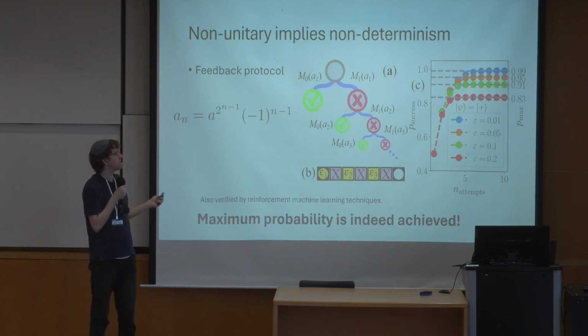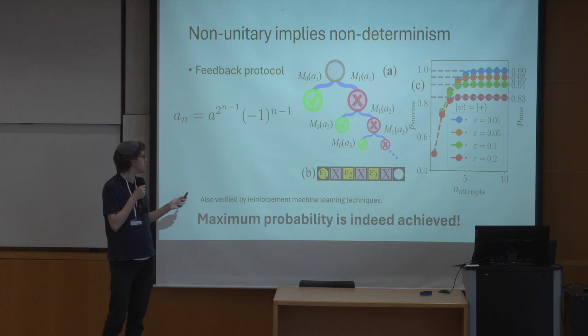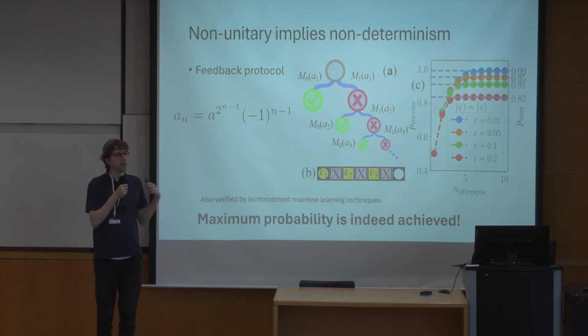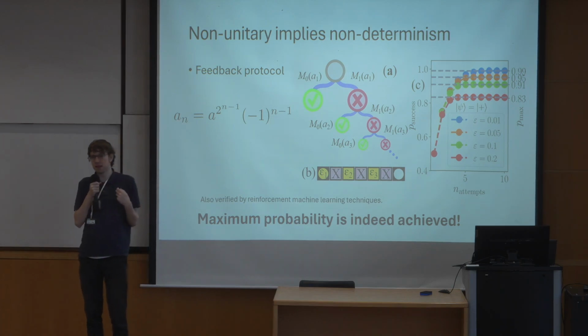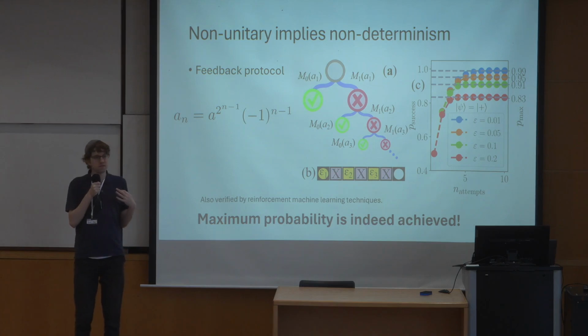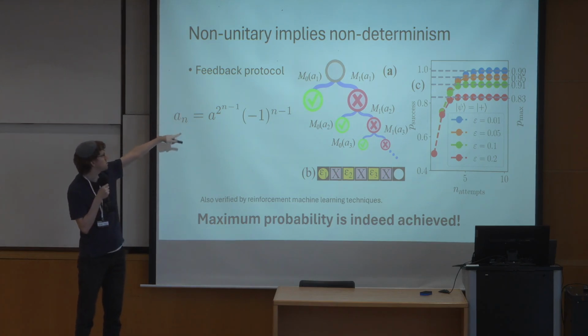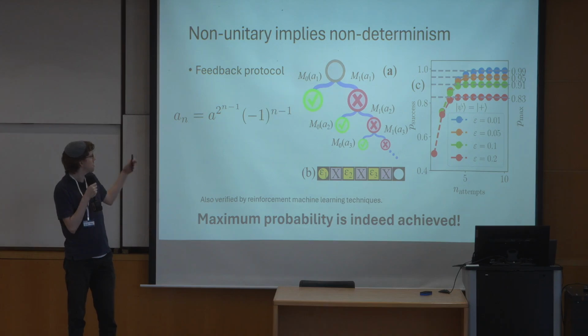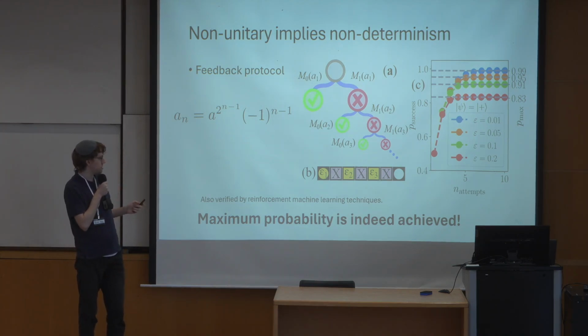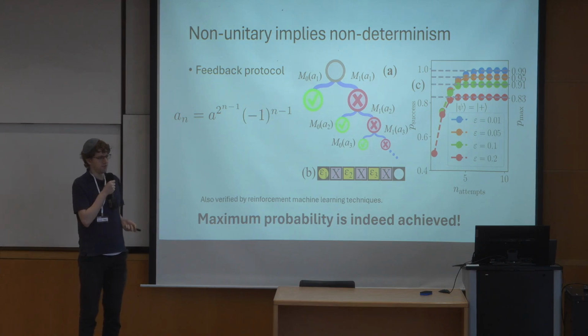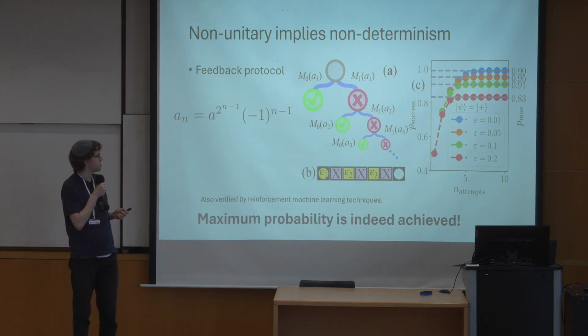So we also verified that this protocol is optimal by a reinforcement machine learning technique. You can give the computer these angles, and the computer tries to guess the angles, and it achieves basically the same formula, which is some sort of exponential number that grows. A here is some kind of function of epsilon. It was introduced before, it's not very important. Think about it as epsilon. And indeed, we achieved the maximum probability according to this technique and also previous papers.